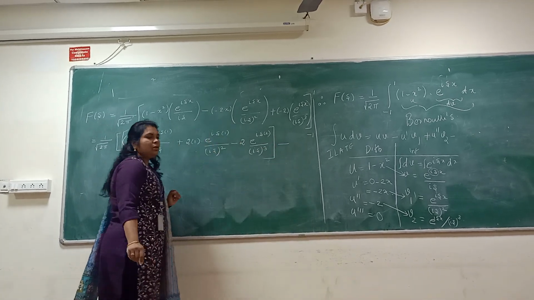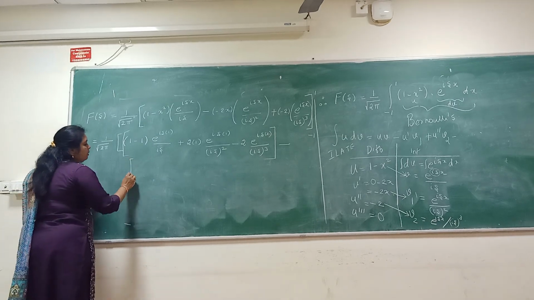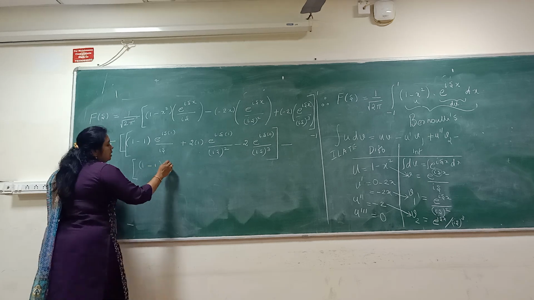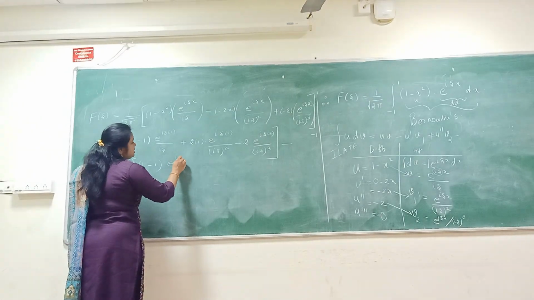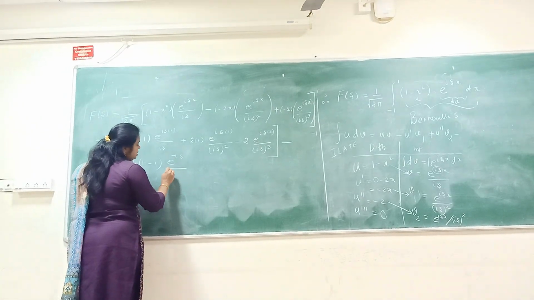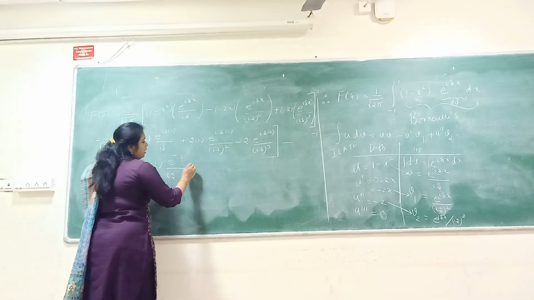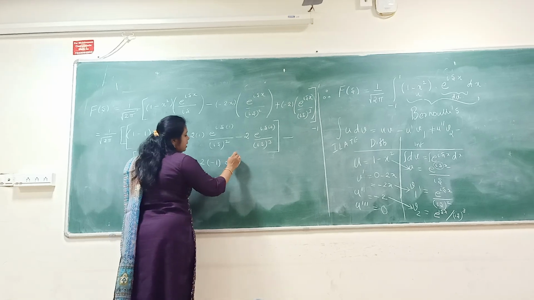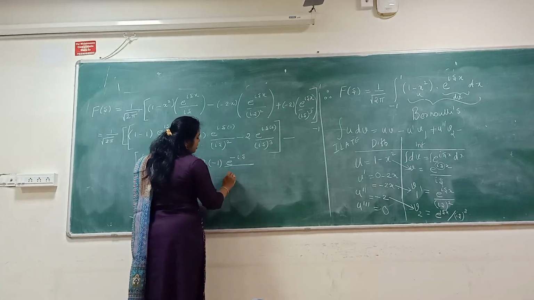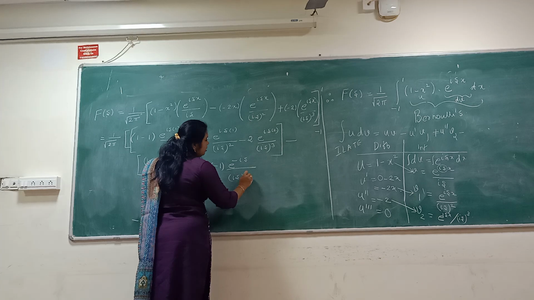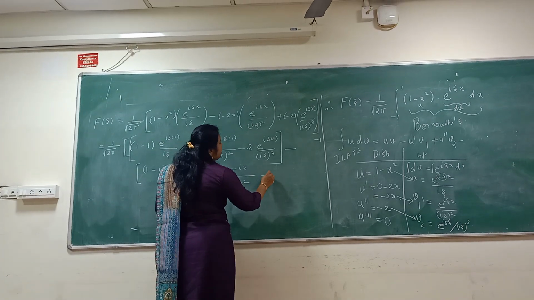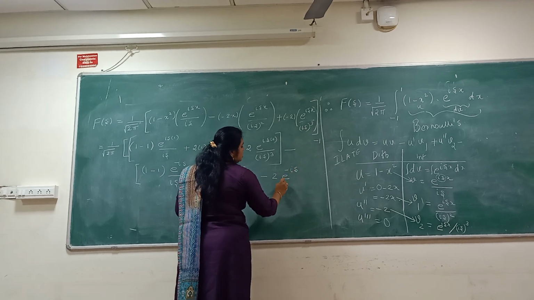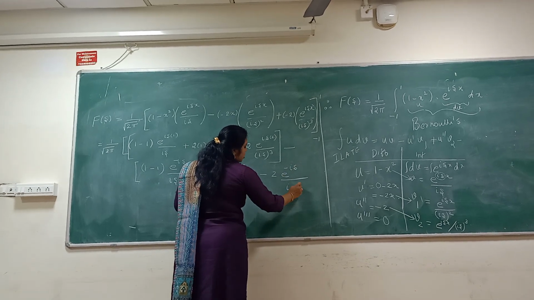Minus lower limit. What is my lower limit once again? 1 minus 1 once again e to the power is minus by is, plus 2 into minus 1 e to the power minus is divided by is the whole square, minus 2 into e to the power minus is divided by is the whole cube.